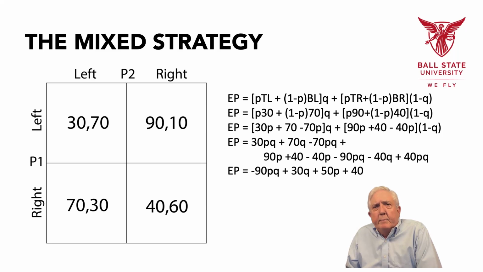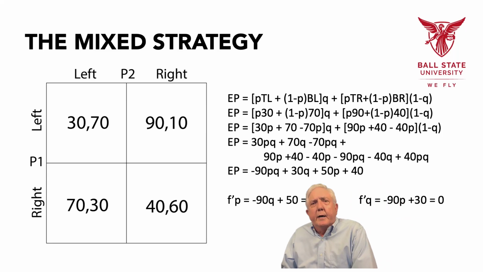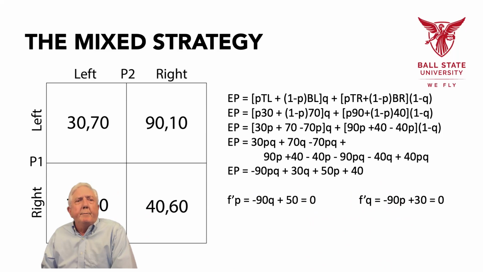Now, we have to solve for P and Q. And I have good news. I've already taught you more than enough calculus to solve this very, very easily. Now, here's another form you can use for writing a first order derivative. So F prime P is the first order derivative of P. And I'm going to slide over here now and get out of the way. Okay, so F prime P equals minus 90Q plus 50 equals 0.